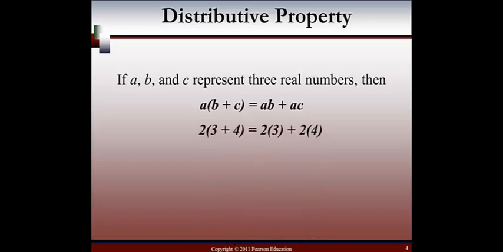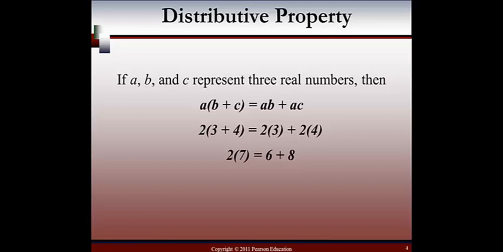What we did there was we distributed in that A. We took A times the B and we took A times the C. So if we're looking at the example below, we have 2 times, and then we have 3 plus 4. So that means we have 2 times 3 plus 2 times 4.